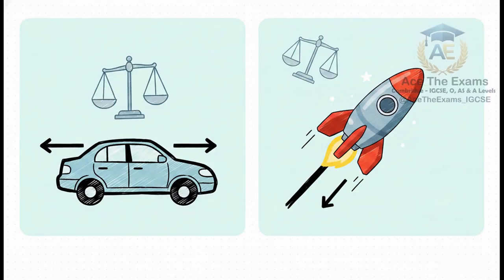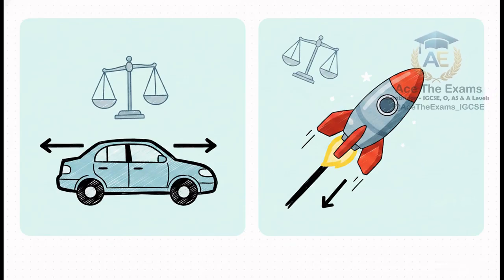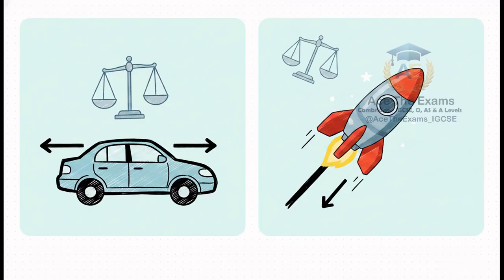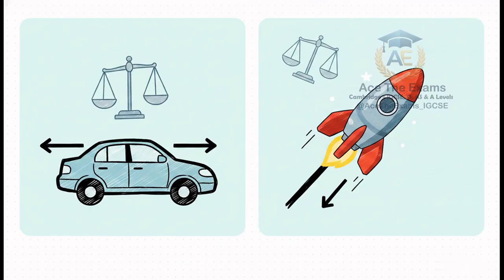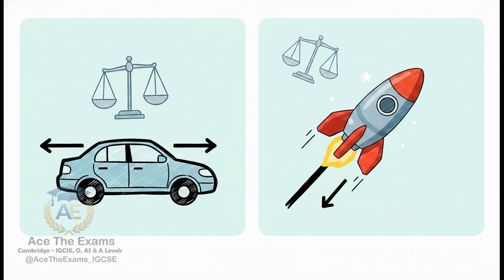Examiners frequently test this exact distinction. This brings us to the ultimate exam strategy framework that top-tier students use to structure their physics answers. We call it the PEEL framework. That stands for point, evidence, explanation, link. Think of it as your secret weapon. When forces are balanced, the resultant force is exactly 0. The object either remains completely at rest or it continues at a constant speed in a straight line. But when forces are unbalanced, the resultant force is greater than 0, and the object accelerates, decelerates, or changes direction.